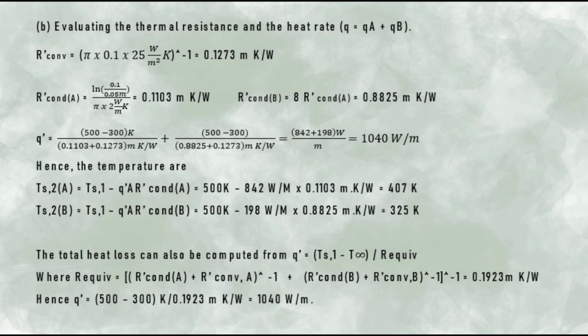The total heat loss can also be computed from the heat rate, which is equal to temperature at surface 1 minus temperature infinity, all over the equivalent thermal resistance, where the equivalent thermal resistance is conduction A plus convection A, all raised to negative 1, plus conduction B plus convection B, all raised to negative 1, and all raised to negative 1. We have 0.1923 meter Kelvin per watt. Hence, our heat rate is 500 minus 300 Kelvin all over 0.1923 meter Kelvin per watt, or we have 1040 watts per meter.